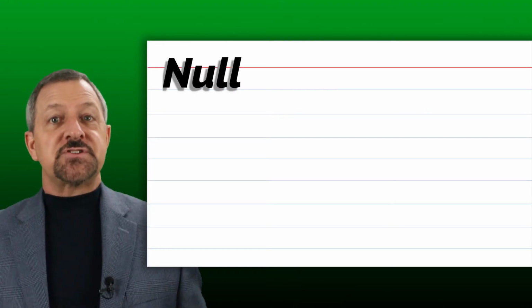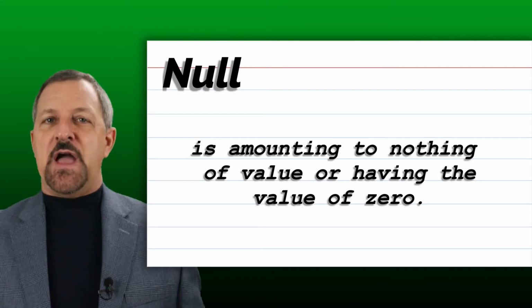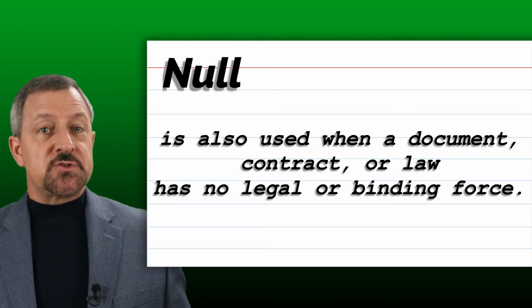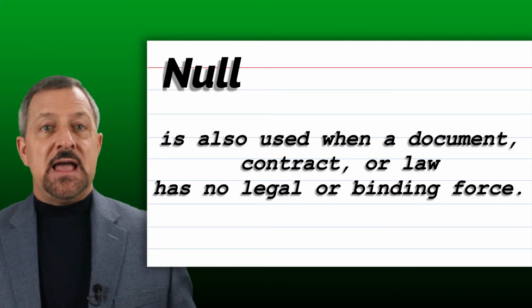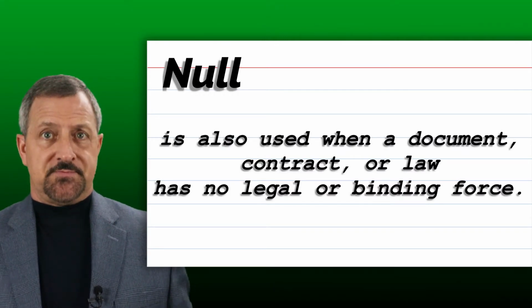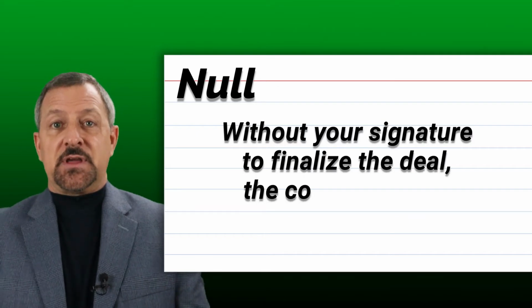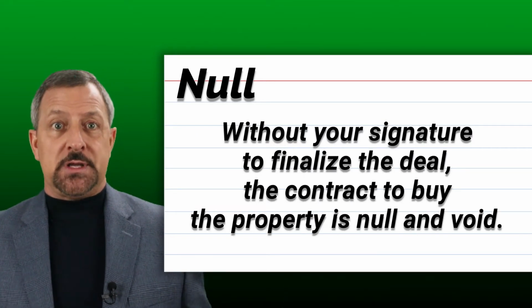The 14th word is null. A basic definition of null is amounting to nothing of value or having the value of zero. Null is also used when a document, contract, or law has no legal or binding force. When null is used in a sentence, it sounds and looks like this. Without your signature to finalize the deal, the contract to buy the property is null and void.